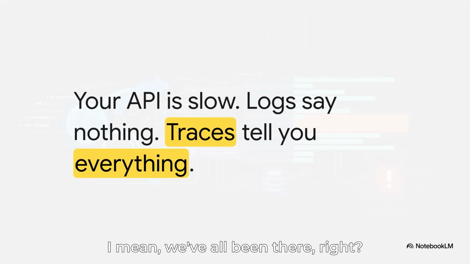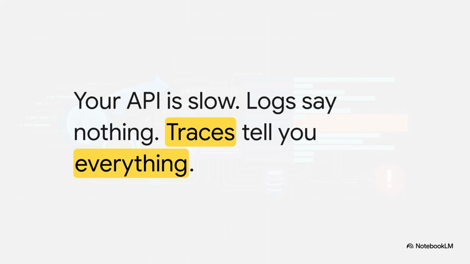I mean, we've all been there, right? Your users are blowing up the support queue complaining the application is lagging and your API is incredibly slow. You frantically check the logs, but the logs say absolutely nothing useful. You just get these isolated events from random services with no clear connection to what the user is actually experiencing. Sure, your metrics might tell you the overall system is slow, but they don't tell you why.